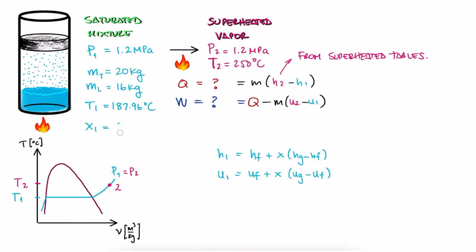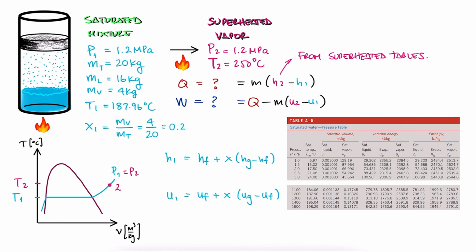The quality is by definition the mass of vapor over the total mass. If 16 kilograms is liquid, then 4 kilograms is vapor, and therefore x is 4 over 20 or 0.2. To calculate the specific enthalpy at state 1, we look up hf, which is 798.33, and hfg, which is the difference between hg and hf. Remember that? This is the first time we're using those values.